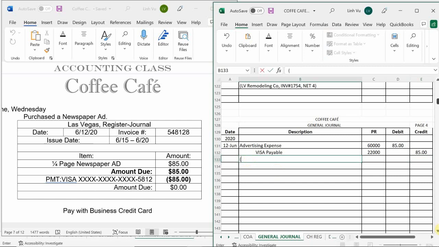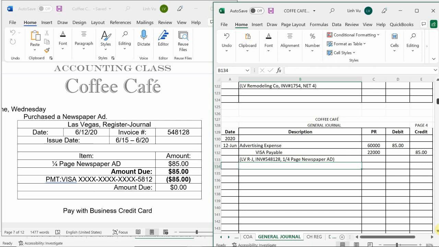Who did you pay? You paid the Las Vegas Register Journal. Okay? And they gave you a receipt number, 548128. That's proof that you had a transaction and you paid with a Visa credit card. What did you buy? I bought a 1/4 page newspaper ad. You don't need to specify that you used a Visa payment because you already have a Visa payable right there.